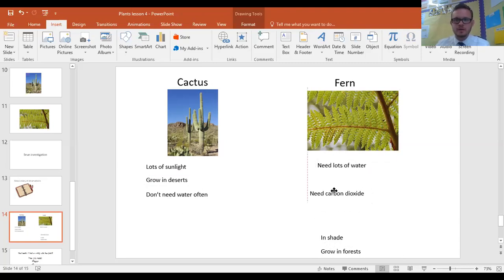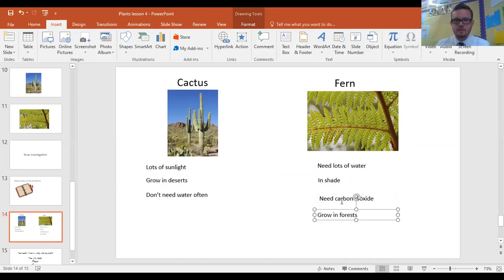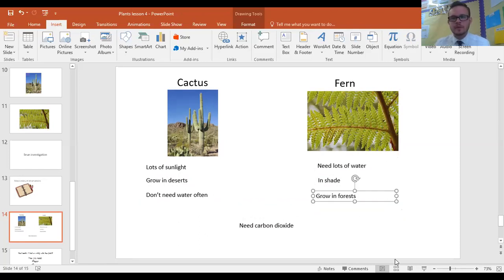And we've said that the fern has shade and the fern needs to grow in a forest. But what about carbon dioxide? Well done, those of you who didn't fall for my little trick there. This is both. They both need carbon dioxide. They both need oxygen. They both need water. They both need sunlight. They both need nutrients. They both need space. So all plants need the same thing, just in different amounts. And that's what our lesson really was about today.